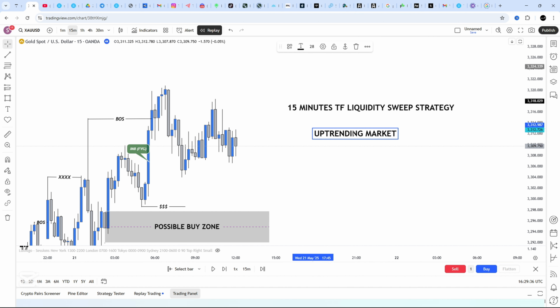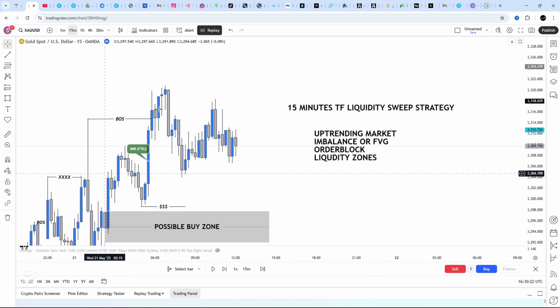The first thing is the direction of the market. I always say that because we only have to go with the market, and we know very well that in an uptrending market we only have to buy. The second thing we are going to look at will be imbalance or fair value gap. The third thing we are going to look at is order blocks, and the fourth thing is liquidity zones.